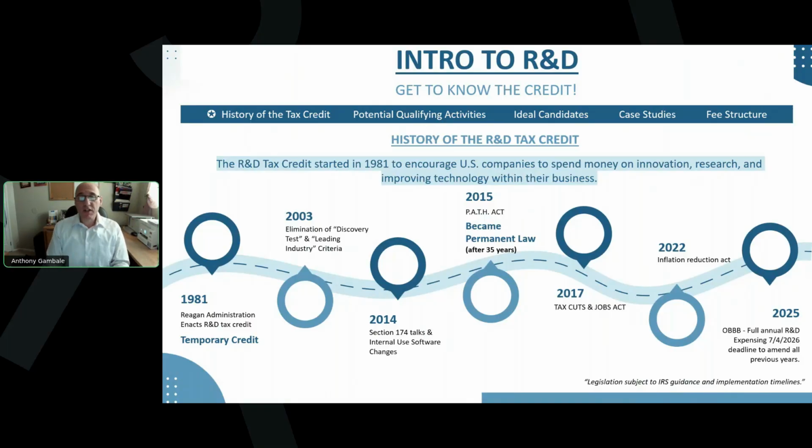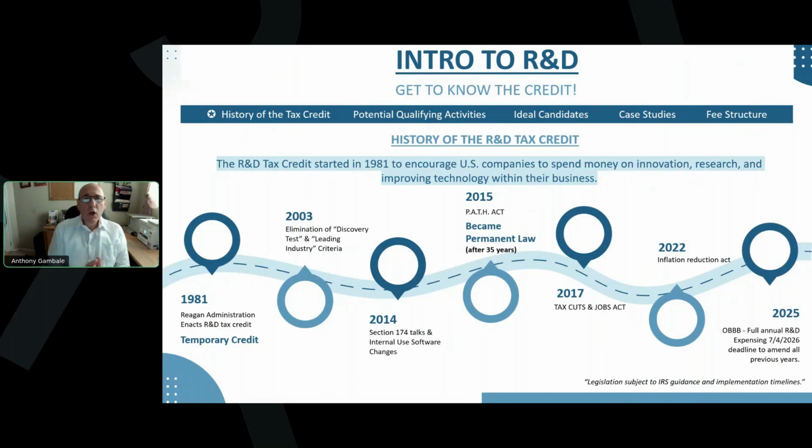It went through some changes in 2014 and 2015. After 35 years, it became permanent. It is now permanent and it is there, which is fantastic. It's not going to end. This is going to be a credit that goes on forever, which is great. Changes in 2017, the Jobs Act and the Inflation Reduction Act have made some changes there as well. But the biggest one that we've had is in 2025. So let's talk about July 4th, 2025.